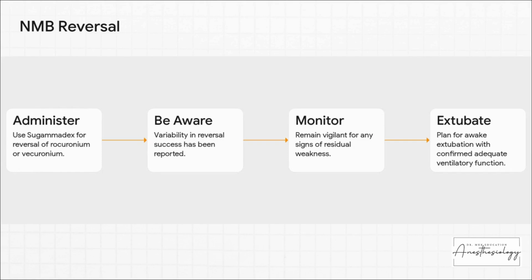When it's time to reverse the blockade, Sugammadex is the drug of choice for rocuronium or vecuronium. But here's a critical piece of advice. It is not a magic bullet in this patient population. There have been reports of variable success.